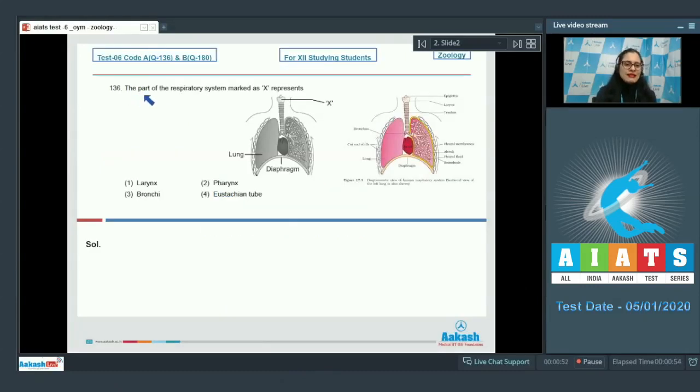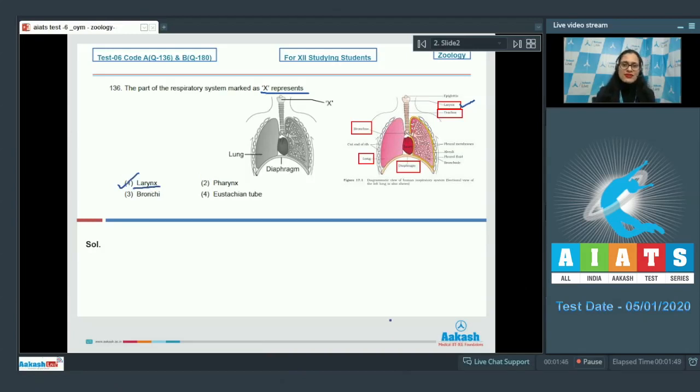Question number 136. The part of respiratory system marked as X represents. Now this is the diagrammatic representation of human respiratory system, which is given in your NCERT book, and here this X represents larynx, which is followed by another part of respiratory system, trachea, which divides at the level of fifth thoracic vertebrae into left and right primary bronchi. This is lung and this is diaphragm. So the correct answer to this question that X represents is larynx. So the correct answer is option number 1, larynx.